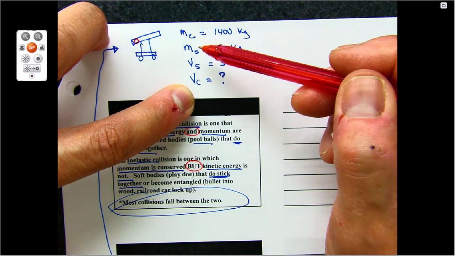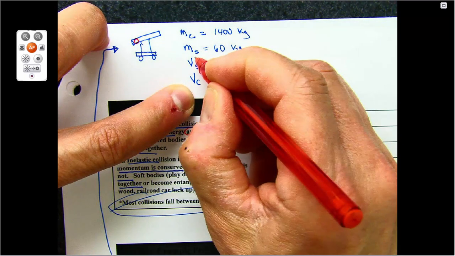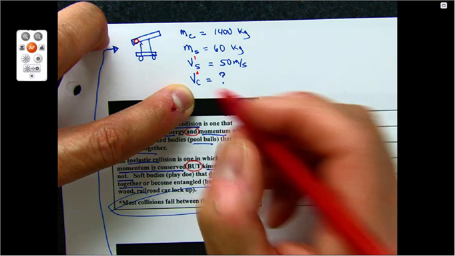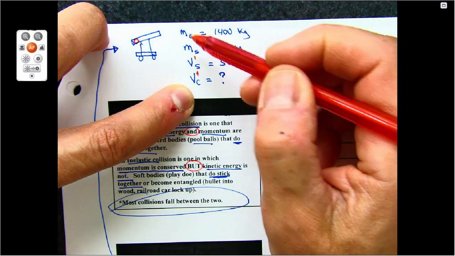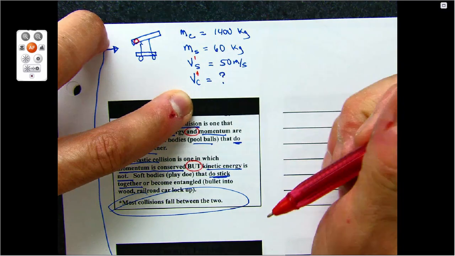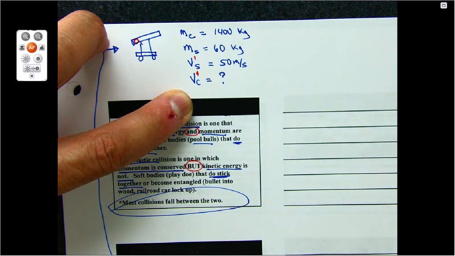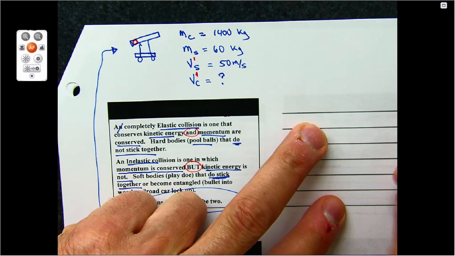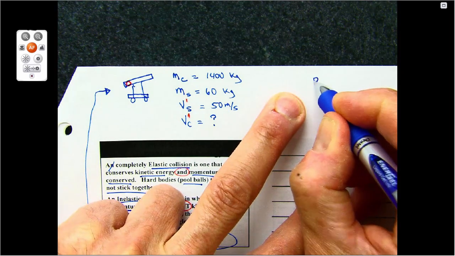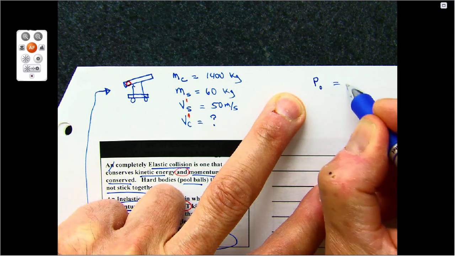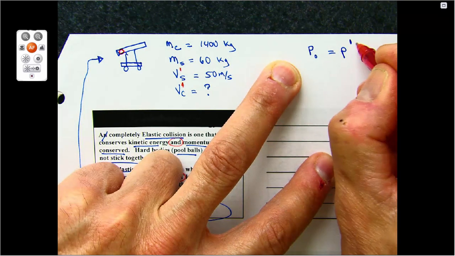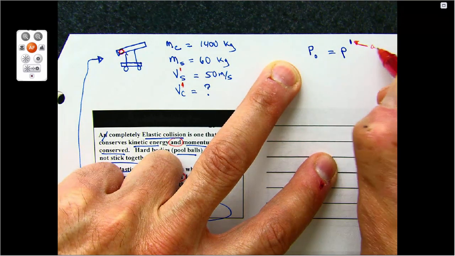Now, in this problem, there's nothing moving ahead of time. These are all after an interaction, so I'm putting my prime there. Nothing is moving before the explosion of the gunpowder, so neither one has initial momentum. So we know we're going to use conservation of momentum. Momentum initial equals momentum final with my prime. And again, this is always after my interaction.